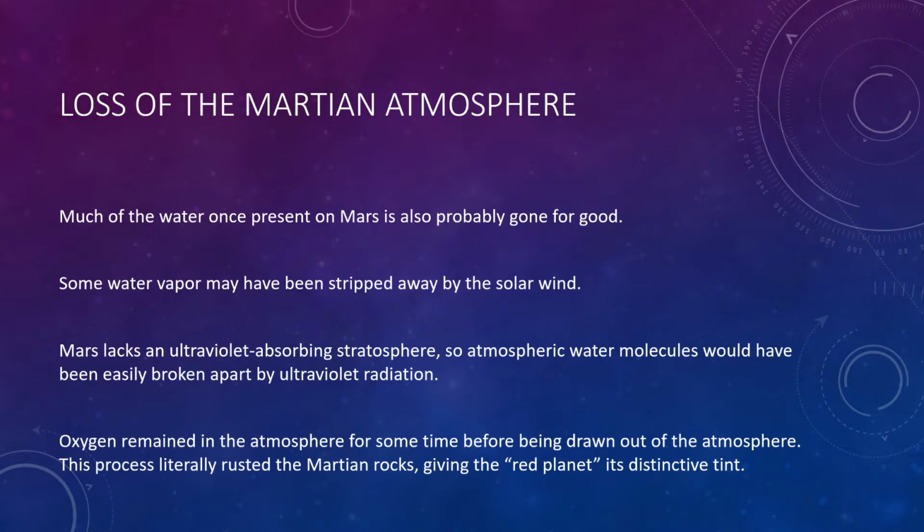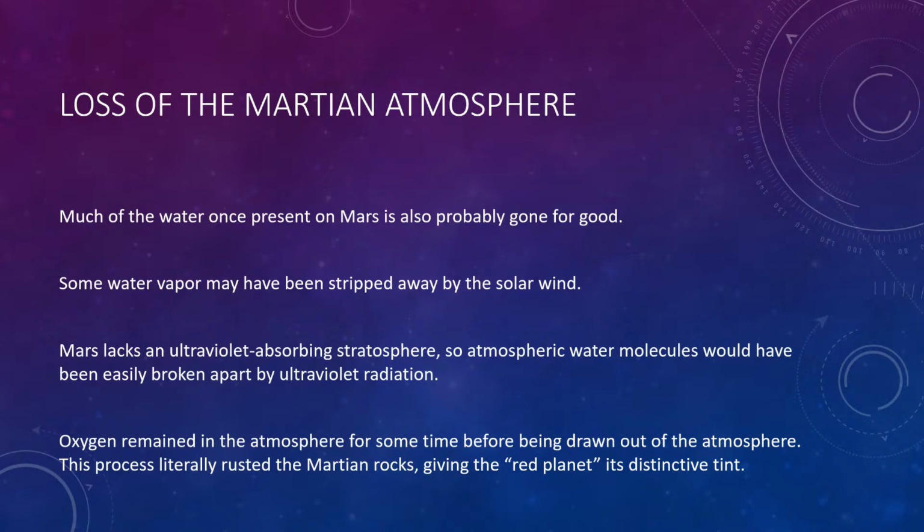Because Mars lacks an ultraviolet absorbing stratosphere, like we have on Earth because of the ozone layer, atmospheric water molecules would have been easily broken apart by ultraviolet radiation. The hydrogen atoms that broke away from the water molecules would have been lost rapidly to space through thermal escape. With these hydrogen atoms gone, the water molecules could not be made whole again. Initially, oxygen from the water molecules would have remained in the atmosphere, but over time, this oxygen was lost too.